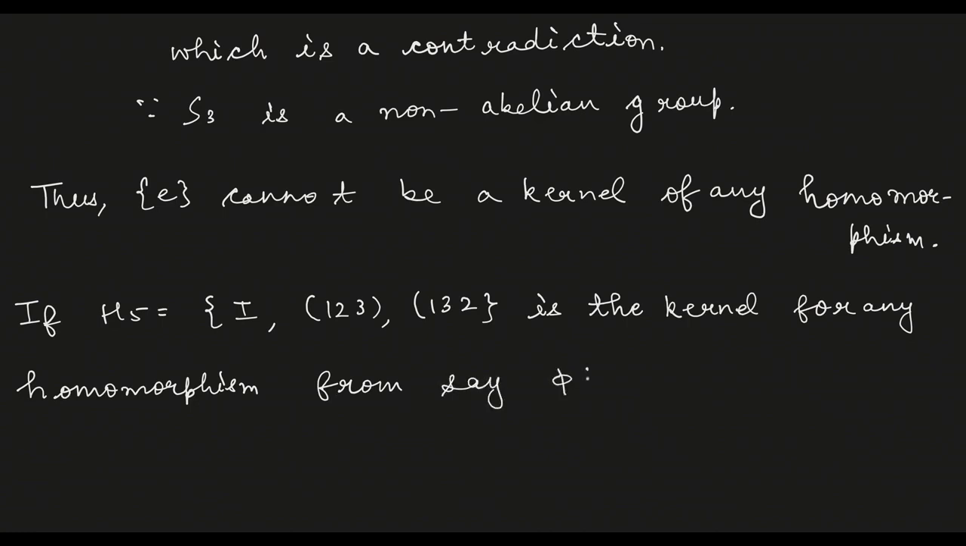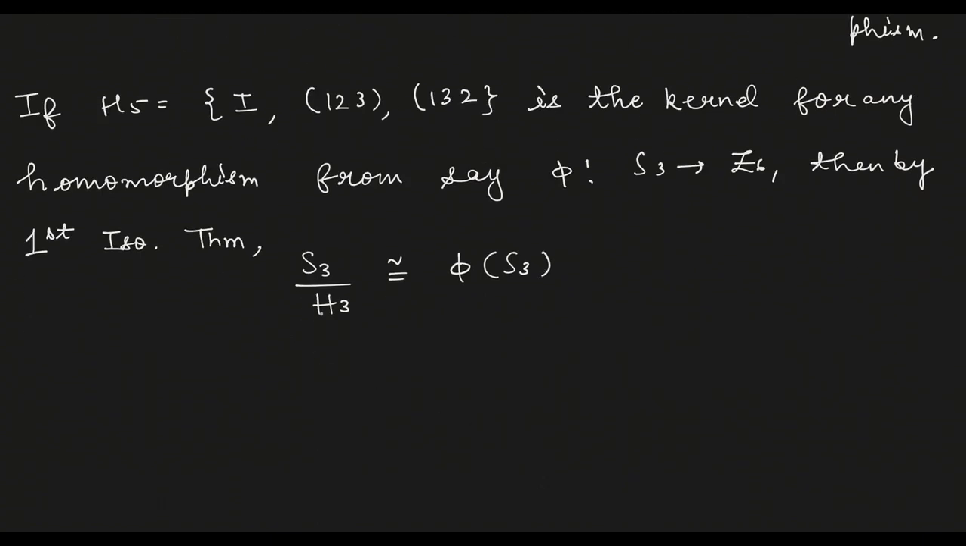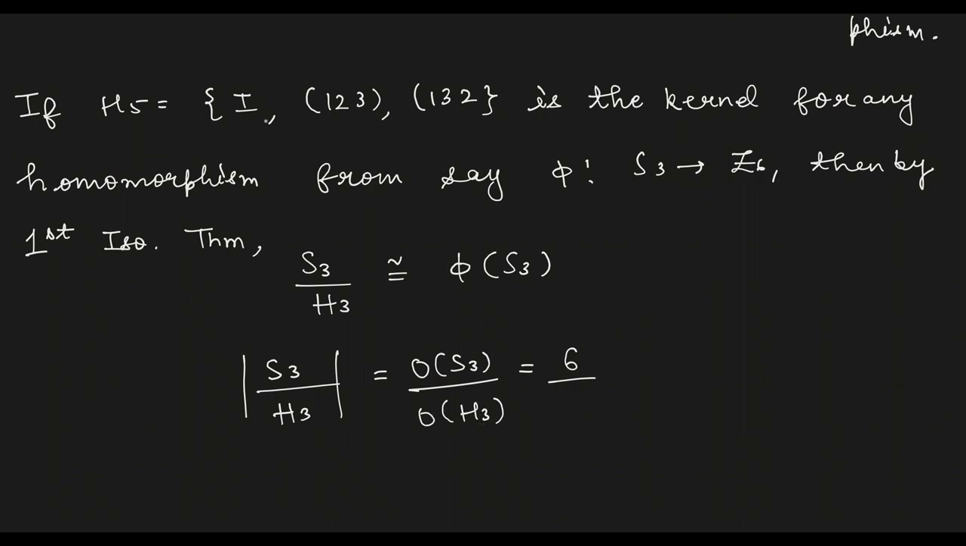say phi mapping from S3 to Z6, then by the first isomorphism theorem, S3 by H3 will be isomorphic to phi of S3. Now what will be the order of S3 by H3? This will be simply order of S3 upon order of H3. Order of S3 is 3 factorial, 6, upon order of H3, 3. So this is 2. So order of phi S3 is also 2.